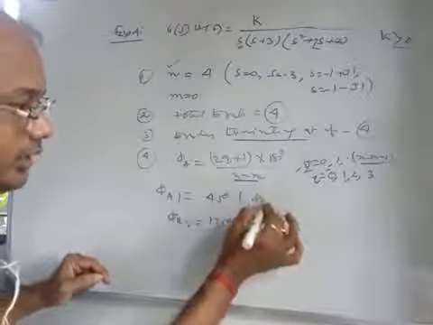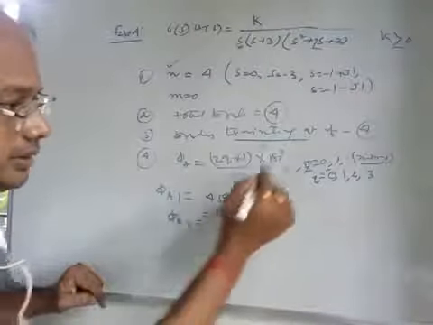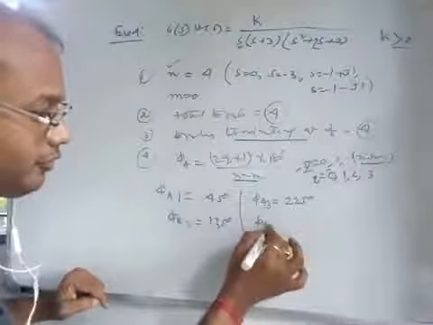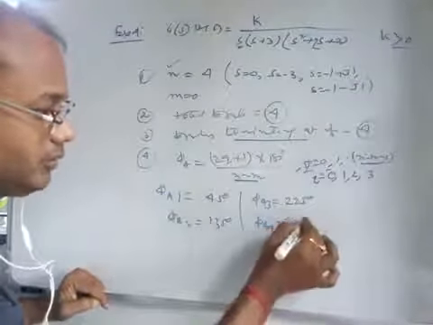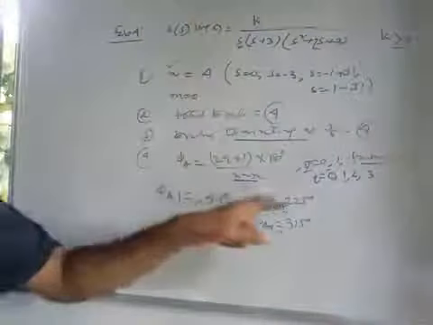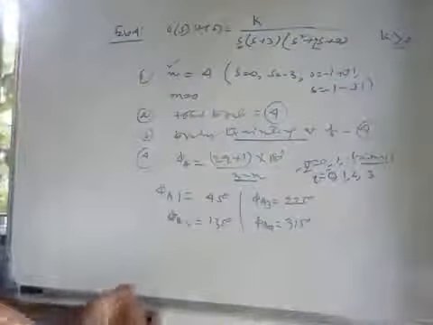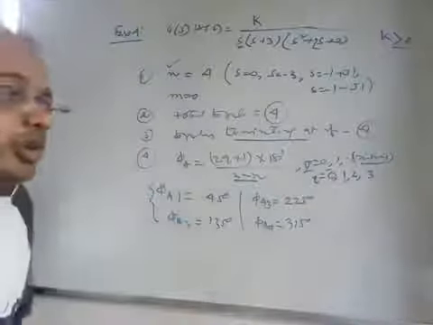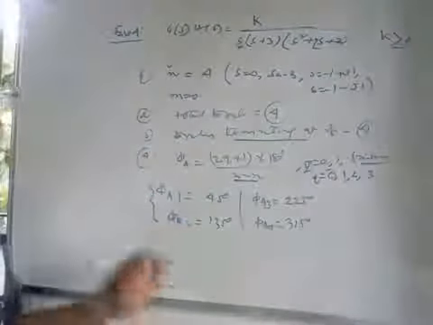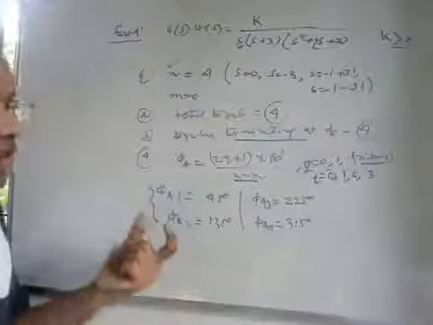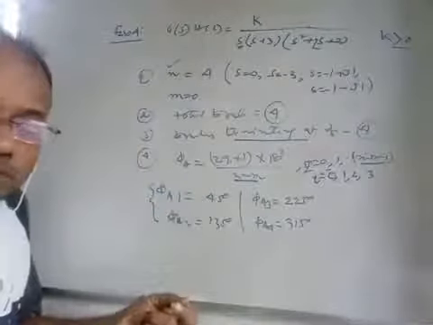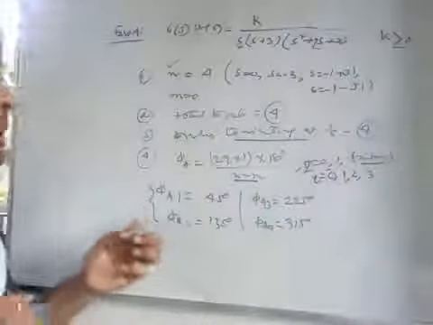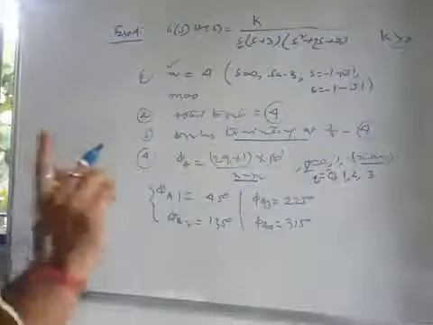Next phi a 3 is 225 degree, and phi a 4 is 315 degree. Just putting the values of q equal to 0, 1, 2 and 3. So once you put, we will get 4 asymptotes. Once you get 4 asymptotes, definitely the next part is to find the centroid. Where they will meet on the real axis is known as the centroid. So next step we have to find the centroid.